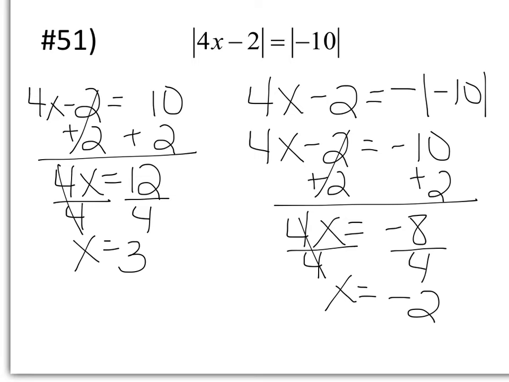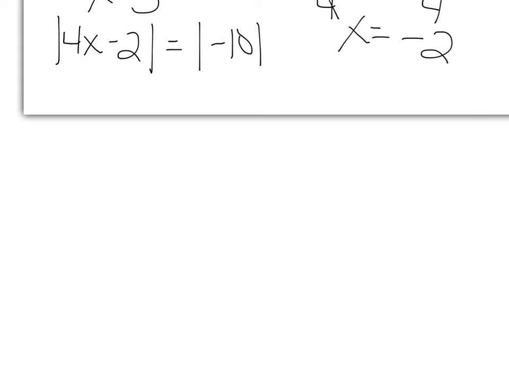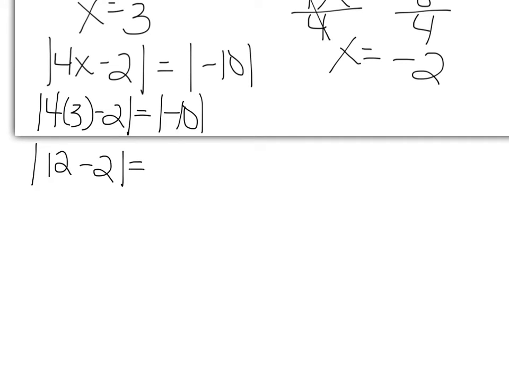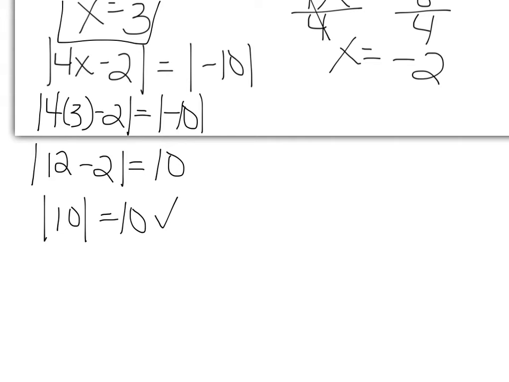Okay? The original is the absolute value of 4x minus 2 is equal to the absolute value of negative 10. So that's what we're going to plug into to make sure our answers are correct. So we have the absolute value of 4 times 3 minus 2 is equal to the absolute value of negative 10. So it's the absolute value of 12 minus 2 is equal to 10 because the absolute value of negative 10 is 10. 12 minus 2 is 10. The absolute value of 10 is 10, so x equals 3 is a good answer.